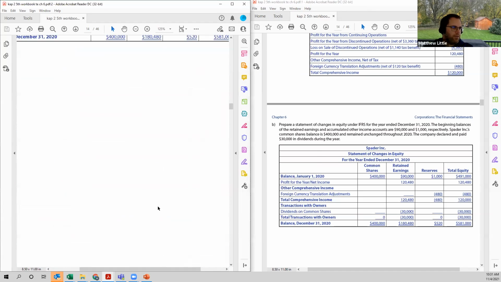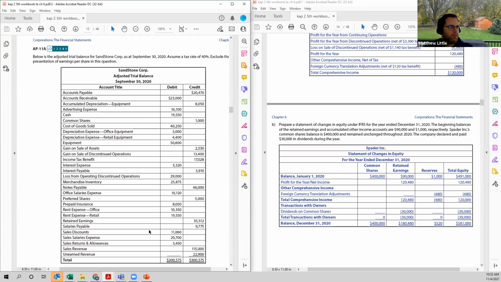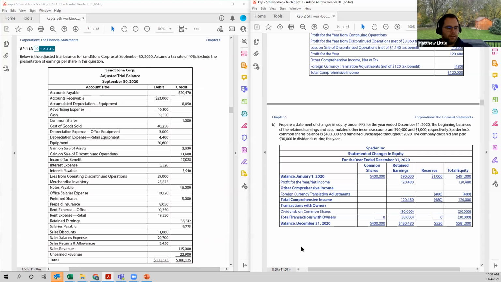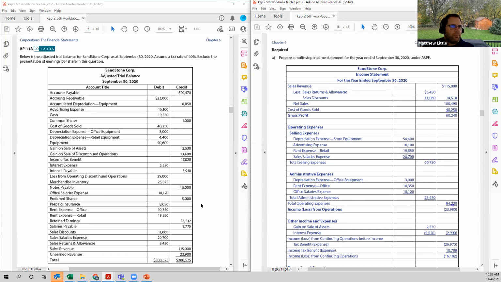All right, let's go down to question 11. Just going to get this all on screen here. In this case, we're given the adjusted trial balance for a company as of September 30th, 2020. We're assuming a tax rate of 40%, and we're excluding EPS, earnings per share, at this time. So we're asked to prepare a multi-step income statement.